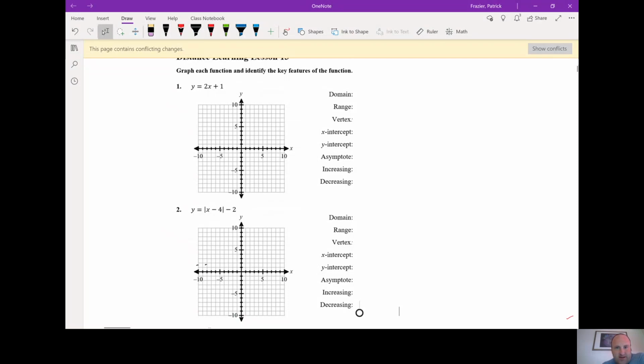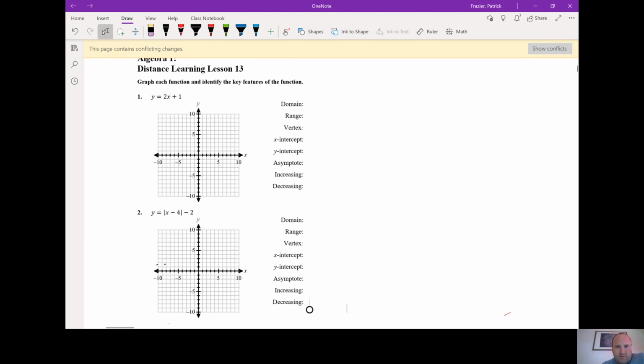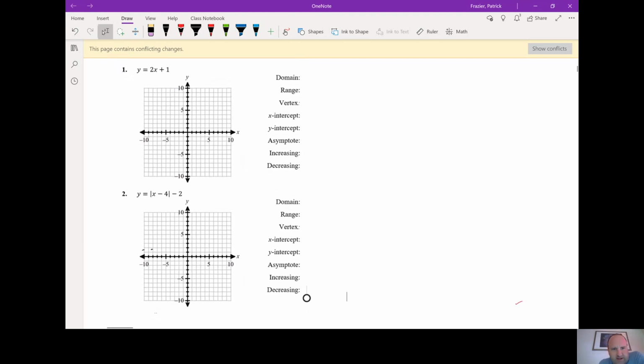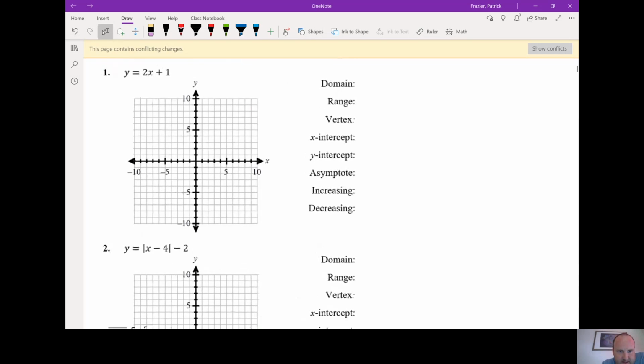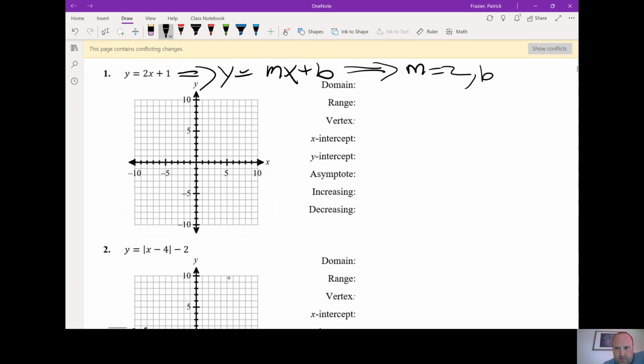We're asked to graph each function and identify the key features of the function. So let's start with y equals 2x plus 1. This is in the form of y equals mx plus b, by the way, such that slope m equals 2, and the b, which is the y-intercept, equals 1.